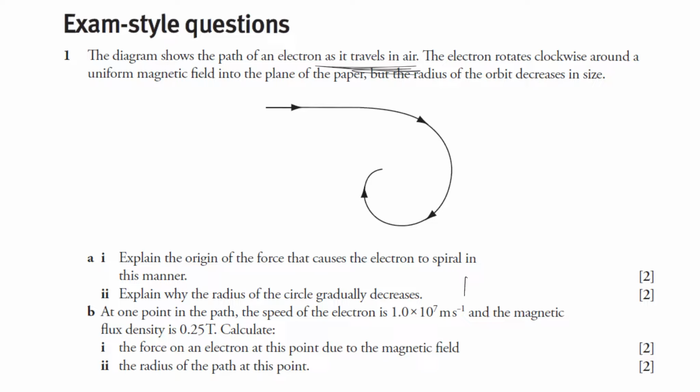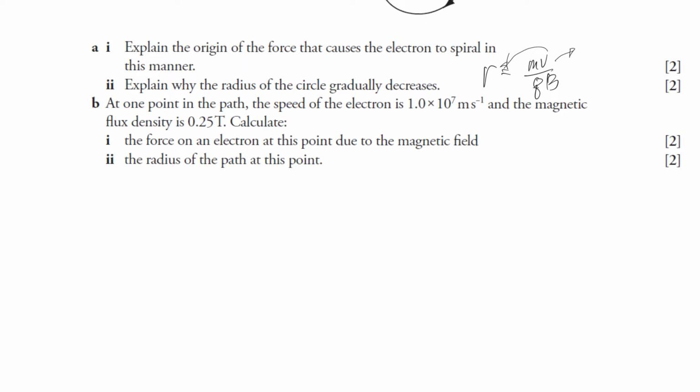The formula for radius is r equals mv over qB. So when the kinetic energy is reduced, the v is decreased. If the v is decreased, so is the radius. Let's go to part b.